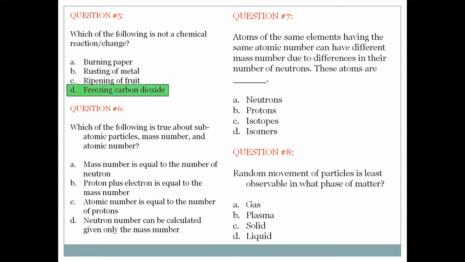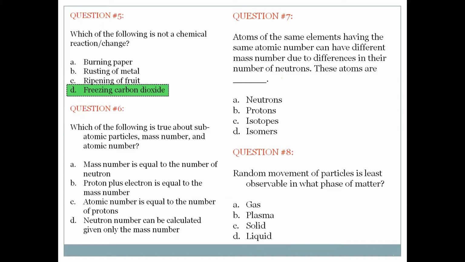It is the freezing of carbon dioxide. Kasi, fini-freeze niya lang yung carbon dioxide. Hindi niya siya kino-convert into another compound or mixture. Carbon dioxide lang siya, nothing else. Okay? Next, unlike burning paper, di ba? It turns to ash. It's no longer a paper. So, ganun din sa rusting of metal and ripening of fruit.